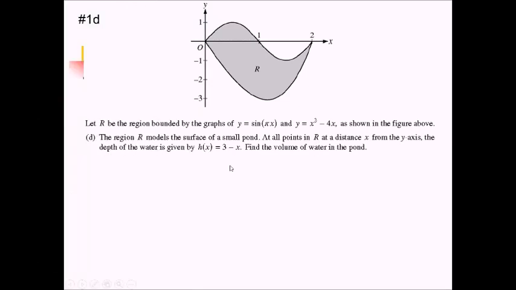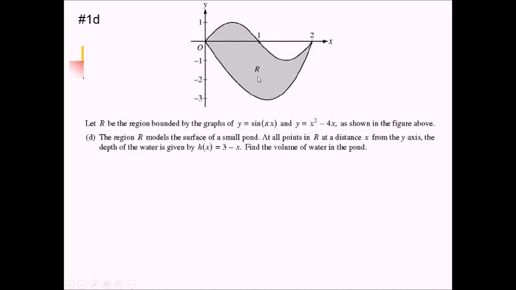For this last problem part, we're told that this R surface here is actually the surface of a small pond, and at all points that are a distance of x away from the y-axis, the depth of the water is given by h of x equals 3 minus x. So for example, if you are 1 away from the y-axis, then you have a depth of 3 minus 1, or a depth of 2.